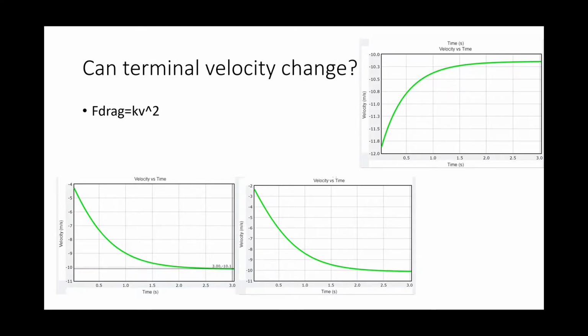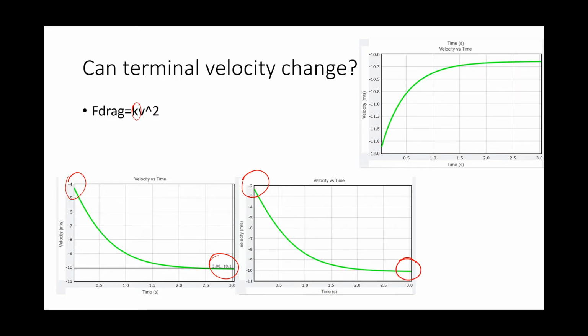For example, when we throw an object down, would it be different than when we drop an object? Because the terminal velocity is dependent on k, it will not change regardless of your initial velocity. We proved this using several models in Glowscript. When the initial velocity was lower than the terminal velocity, as shown, starting at -4 and -2 in the y direction, both evened out around 10.1 meters per second.